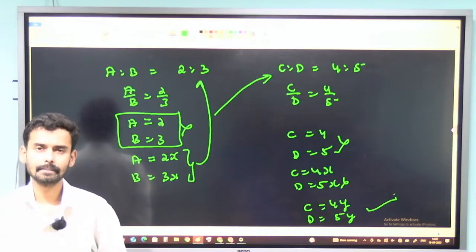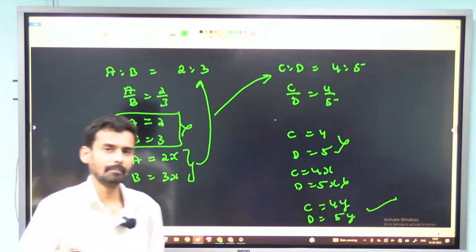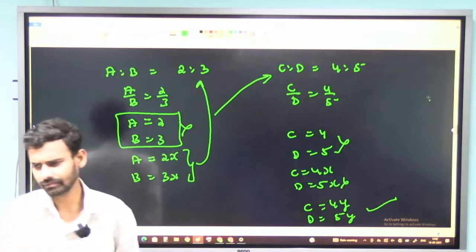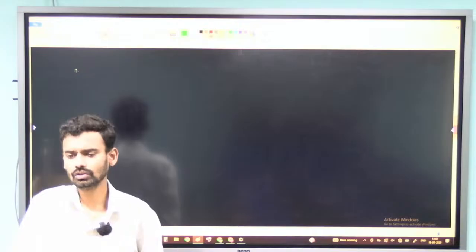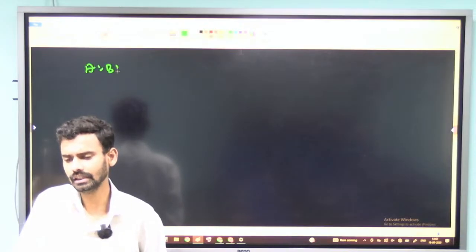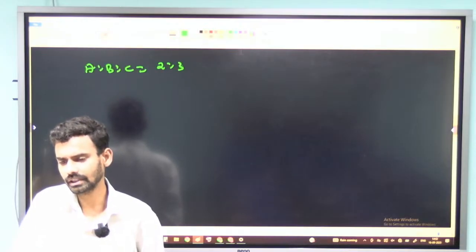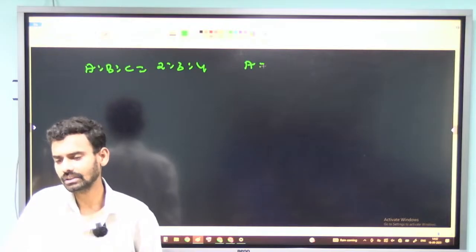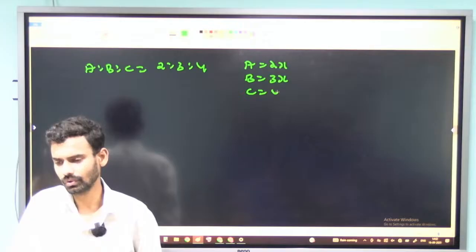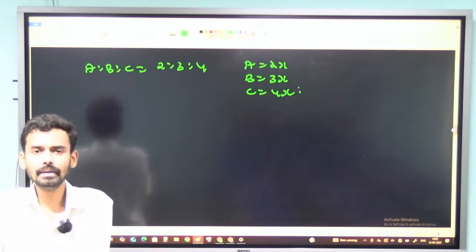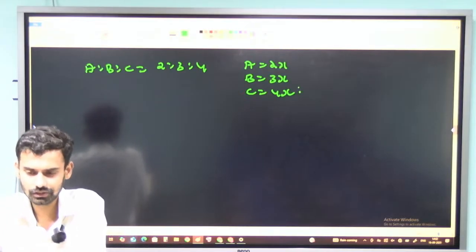Now it is correct. So this is how we will be comparing the entities, and this is the same even if more than two entities are there, like A is to B is to C is equal to 2 is to 3 is to 4. Then I can say A is equal to 2x, B is equal to 3x and C is equal to 4x. There is no problem in this. We can compare any number of entities using ratios.